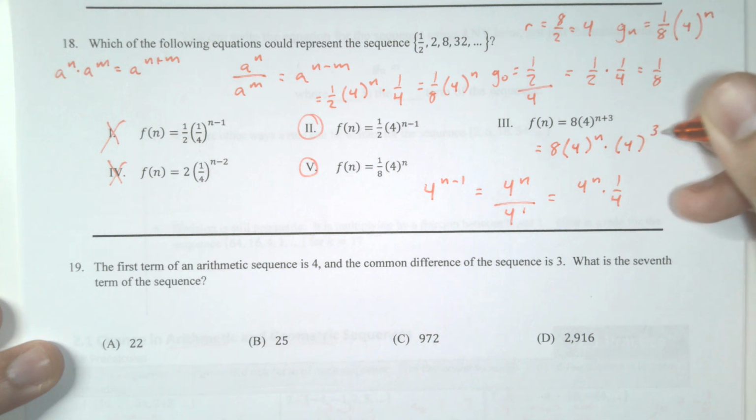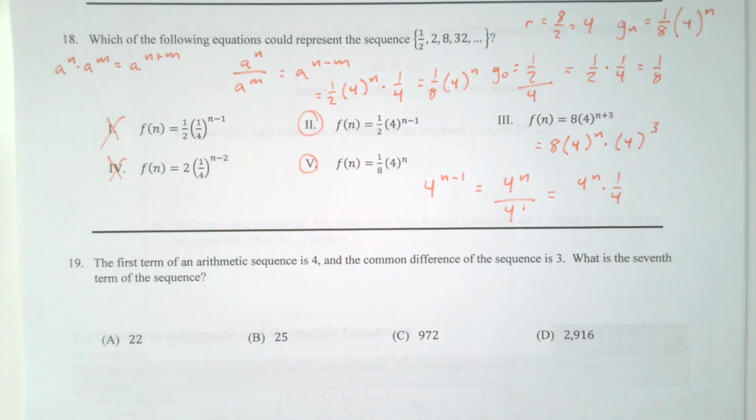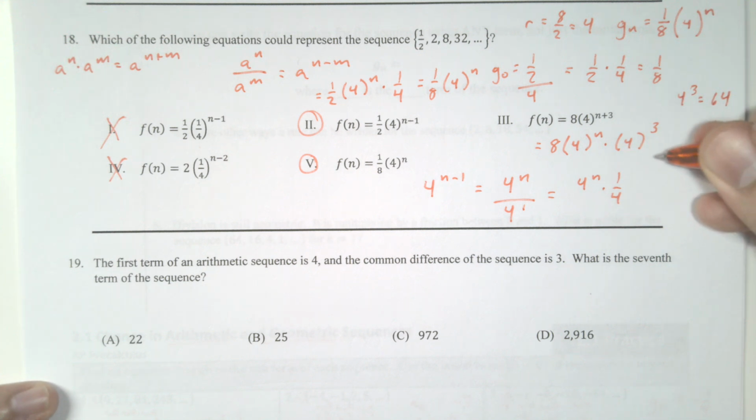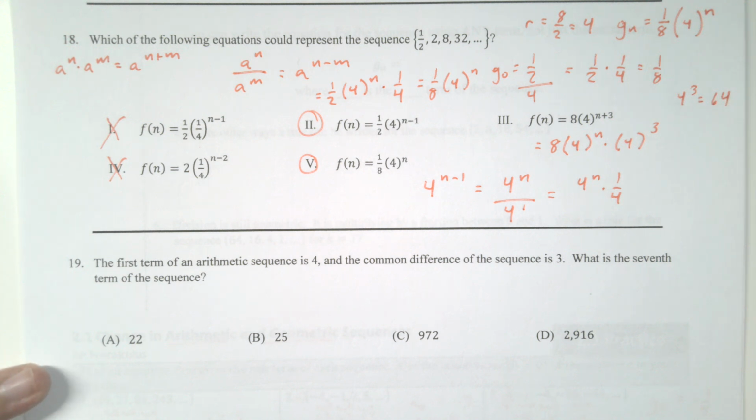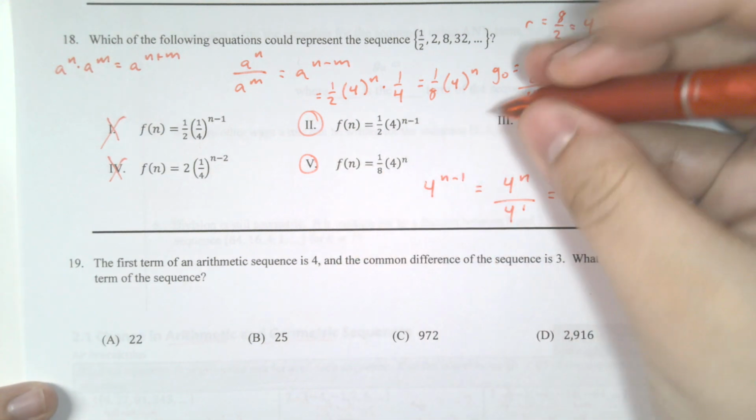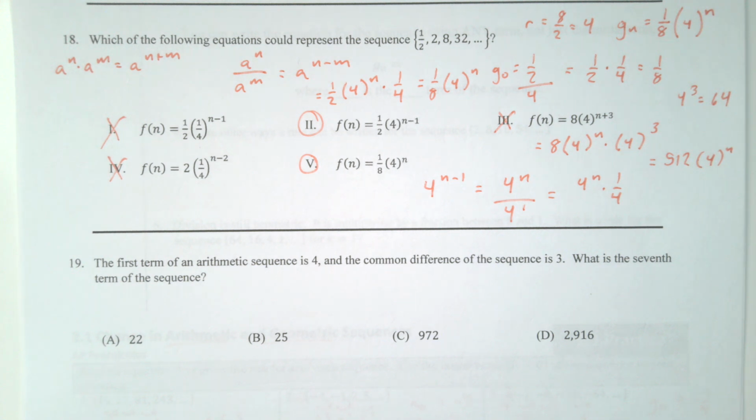We can recognize that this is equal to 8 times 4 to the power of n times 4 to the power of 3. And so 4 to the power of 3 is, see, 4 times 4 is 16, 4 to the third is 64. So we have 8 times 64, which is a big number. It's 512. 512 times 4 to the power of n. This is definitely not this over here. So 3 is not an option.